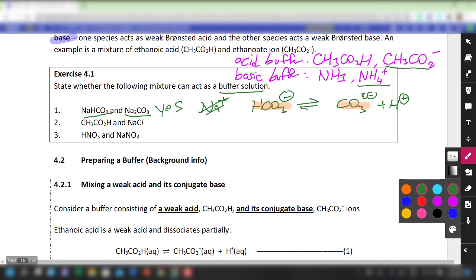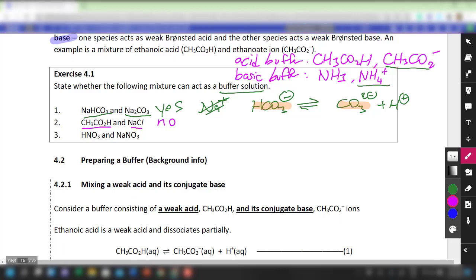For the second question, we have ethanoic acid and sodium chloride. Ethanoic acid is a weak acid, and of course sodium chloride is not the conjugate base of ethanoic acid. So this is just a random mixture. I will not expect it to be a buffer solution, so I will give it a no.